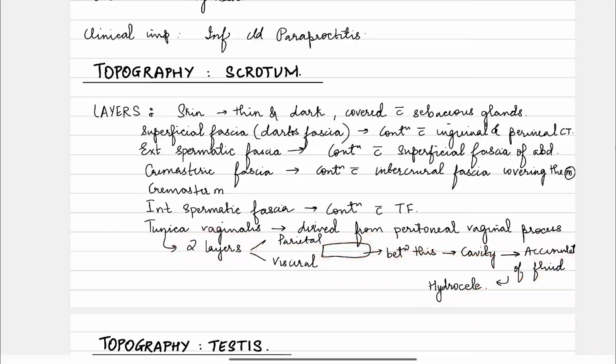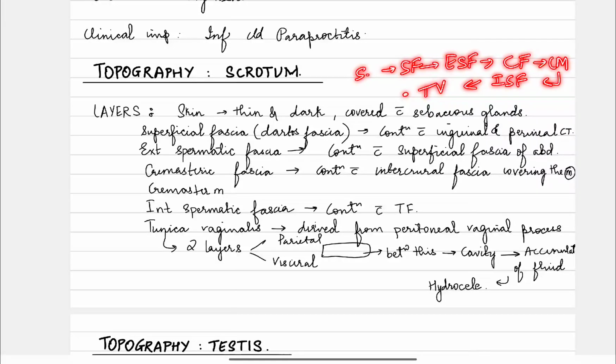Okay, first we would see skin. Okay, next is superficial fascia. Skin, superficial fascia, external spermatic fascia, cremasteric fascia, cremasteric muscle, then internal spermatic fascia and tunica vaginalis. You need to remember these layers as it is, layer by layer.